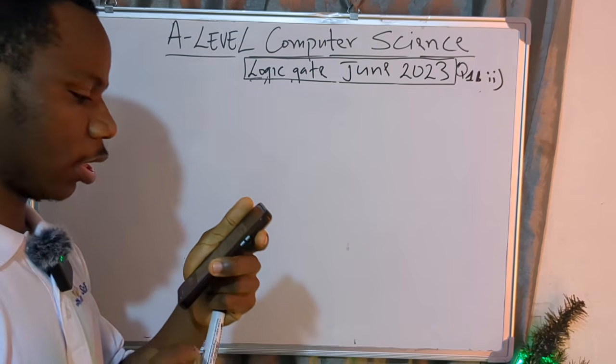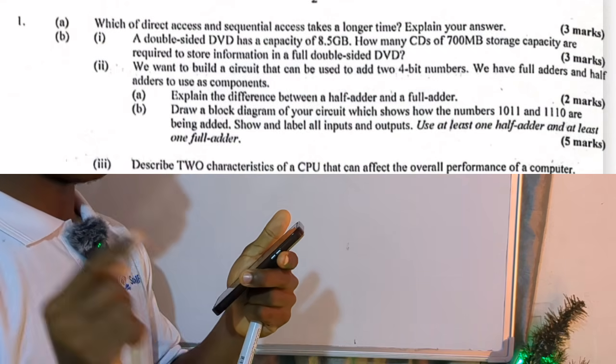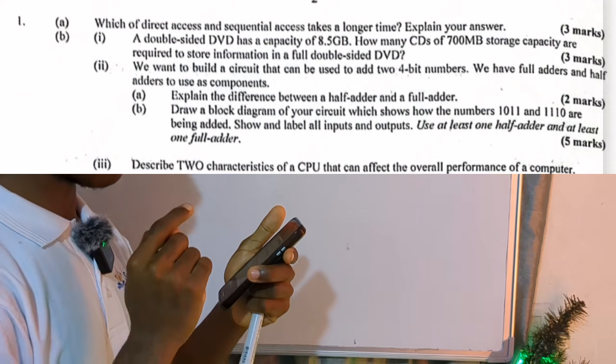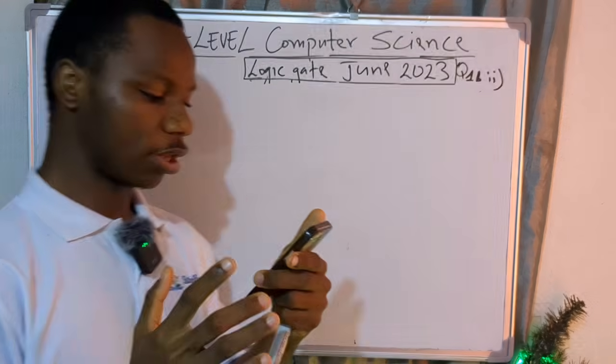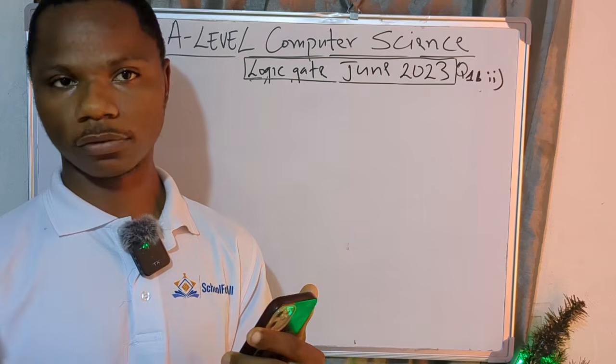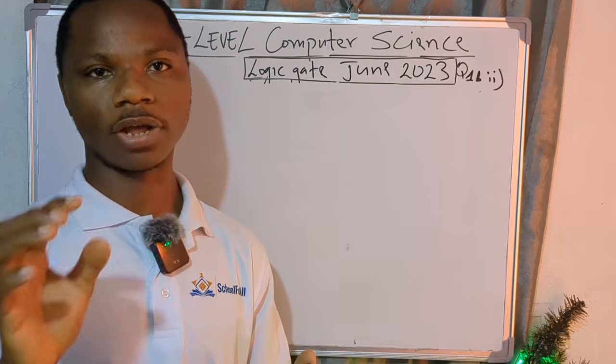This is what the question is saying. They say we want to build a circuit that can be used to add 2 4-bit numbers, full stop. We have full adders and half adders to use as components. So it's very clear. So the question is saying that you are trying to build a circuit used to add 4-bit numbers. So I'm going to show you how to do so. Yeah, and that you're supposed to use what? Half adder and full adder.